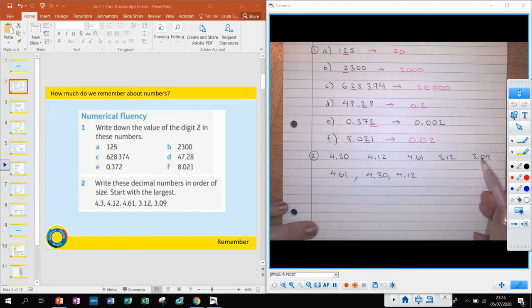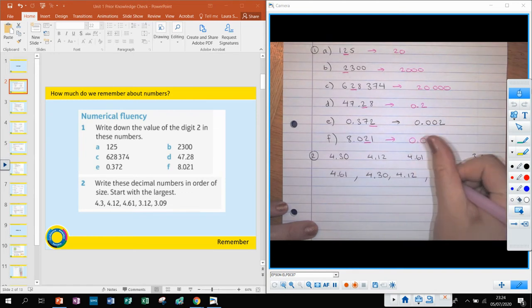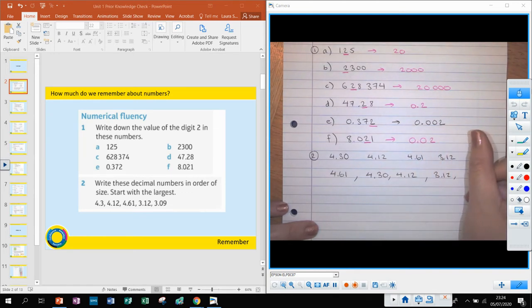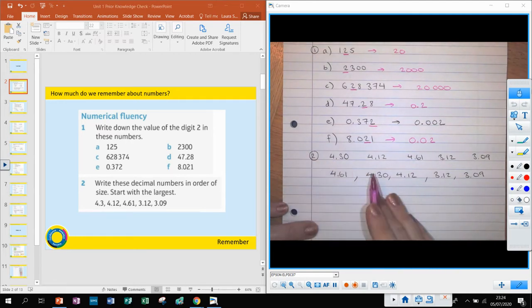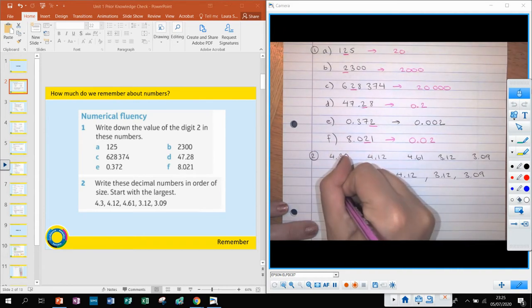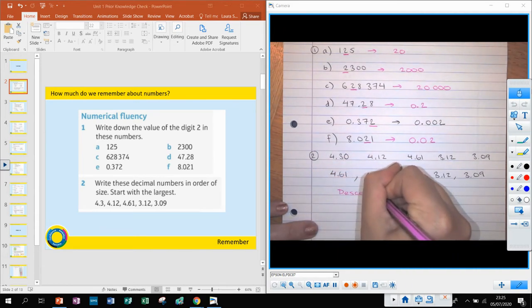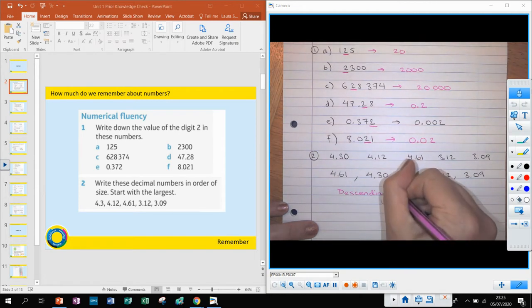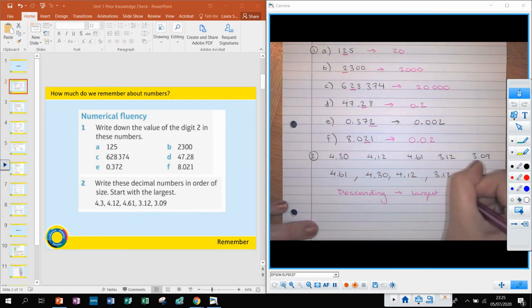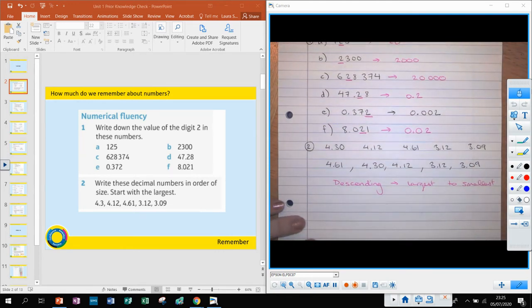And now we look at our 3s. Well, 3.12, 12 is bigger than 9. Okay, so we're going to write 3.12, and then we are going to write 3.09. Now, we have to be careful. They may not say start with the largest. They might say descending in a question, which means the same thing. So descending means from largest to smallest. If you didn't know that, you should write that down in your notes, okay? And ascending means from smallest to largest.